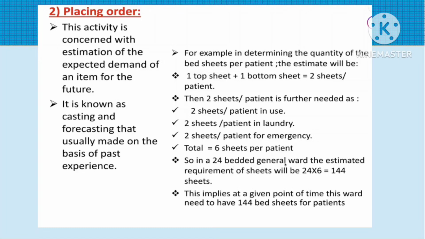So in a 24 bedded general ward, the estimated requirement of sheets will be 24 into 6, 144 sheets. This implies at a given point of time, this ward needs to have 144 bed sheets for the patients. Like this, you have to calculate according to the need and the demand. So it is known as costing and forecasting: costing present requirement, forecasting future requirement, usually made on the basis of past experience.